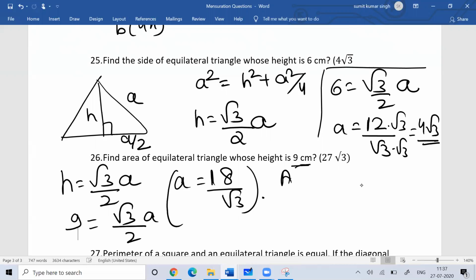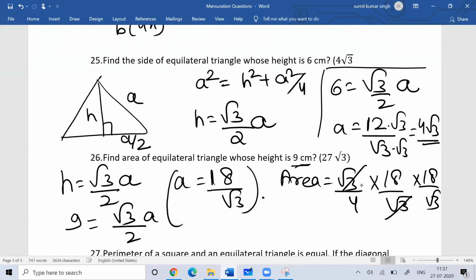So what is the area formula? Area formula is root 3 by 4 a square. So 18 by root 3 into 18 by root 3. Root 3 gets cancelled, and this is 2 9, this is 2 9. So the area of this would be root 3 by 4 a square.